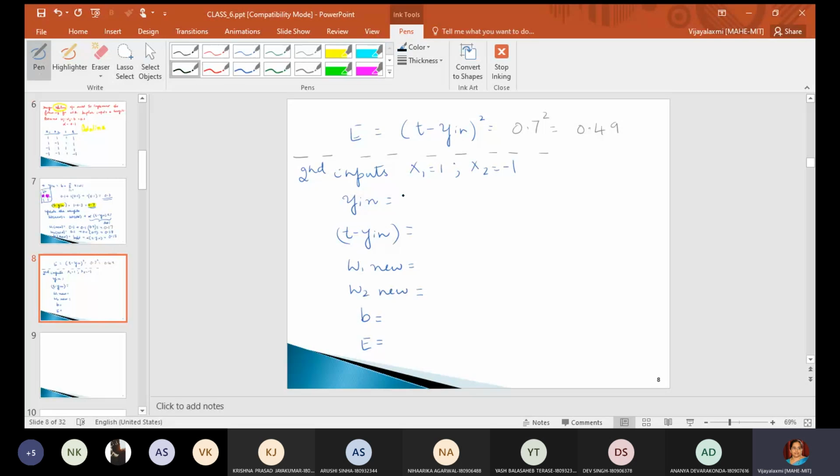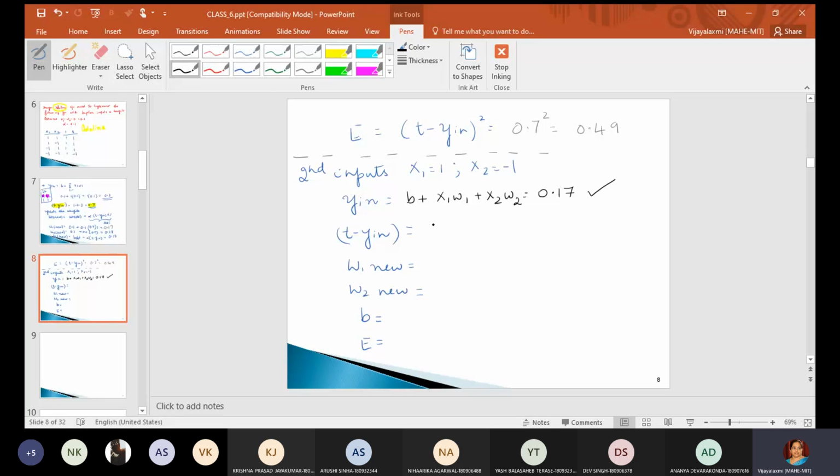Y in is equal to b plus x1 w1 plus x2 w2. You have to take the previous updated weights here. Can any one of you tell me the value of y in? 0.17, ma'am. Very good. 0.17. So it is b is 0.17 plus 1 into 0.17 minus 1 into 0.17. It is 0.17. Right. Now, what is t minus y in?